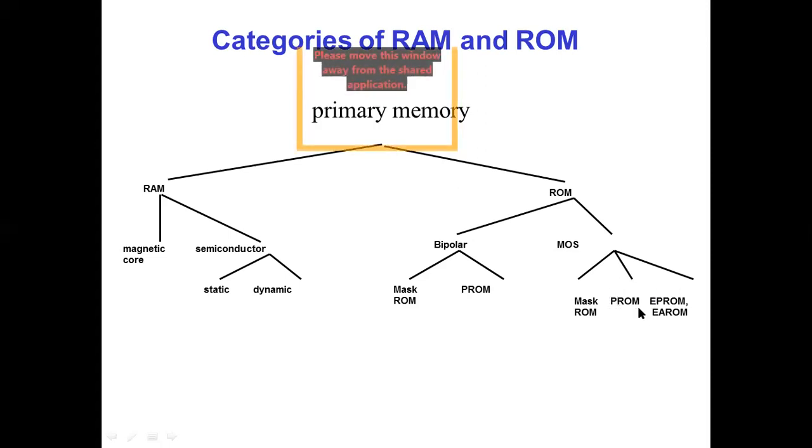EPROM is again the erasable one. This is called the erasable programmable read-only memory. So these are different types, and here we can change the data, as you are asking in which case we can change the data. Here you can change the data, and in this ROM you cannot change.